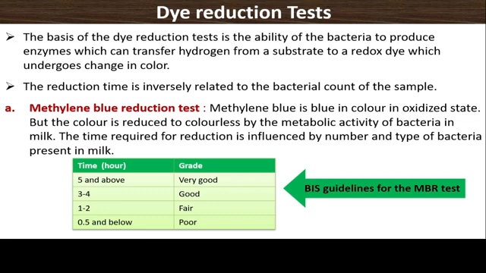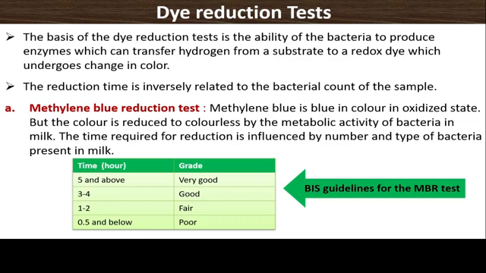First method is methylene blue reduction test. Methylene blue is blue in color in the oxidized state, but the color is reduced to colorless by the metabolic activity of bacteria in milk. The time required for reduction is influenced by number and type of bacteria present in the milk.